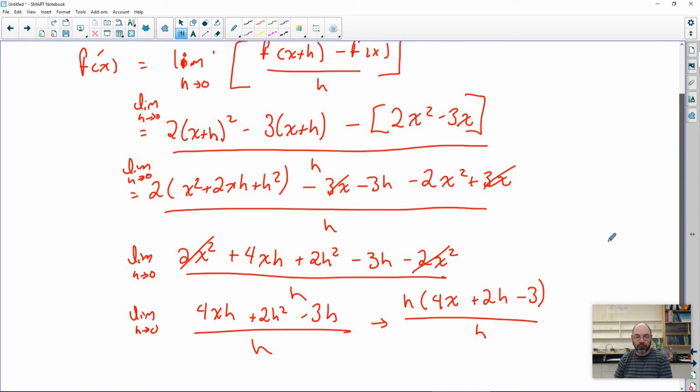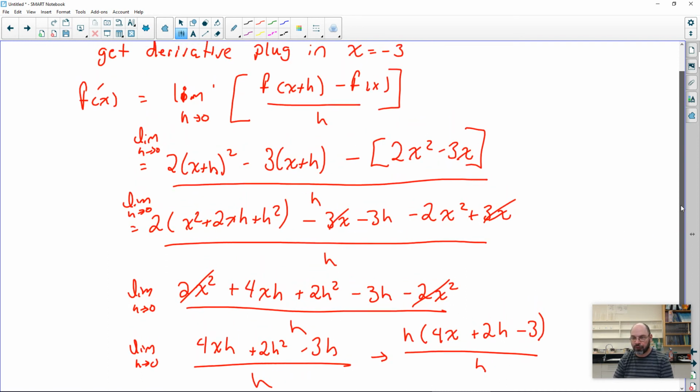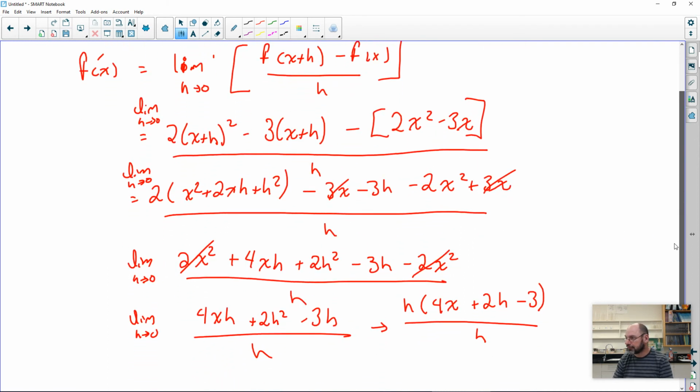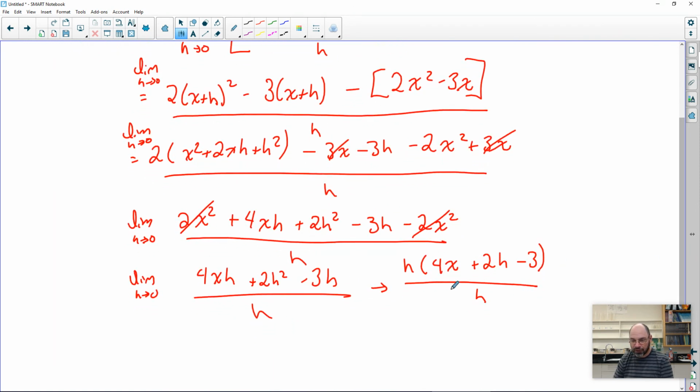Okay, so let's just make sure I was using the right equation there. Yeah, minus 3x. Okay, so now when we do this, we've got to cross this out. And we've got the limit as h approaches 0. Okay, and we've got 4x plus 2 times 0 minus 3. So we've got 4x minus 3 is our derivative.